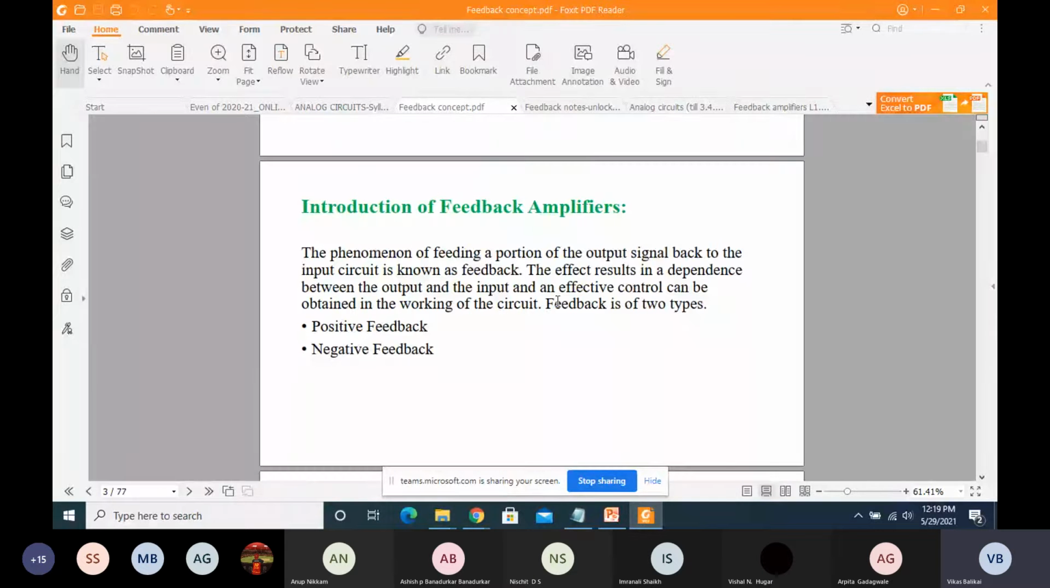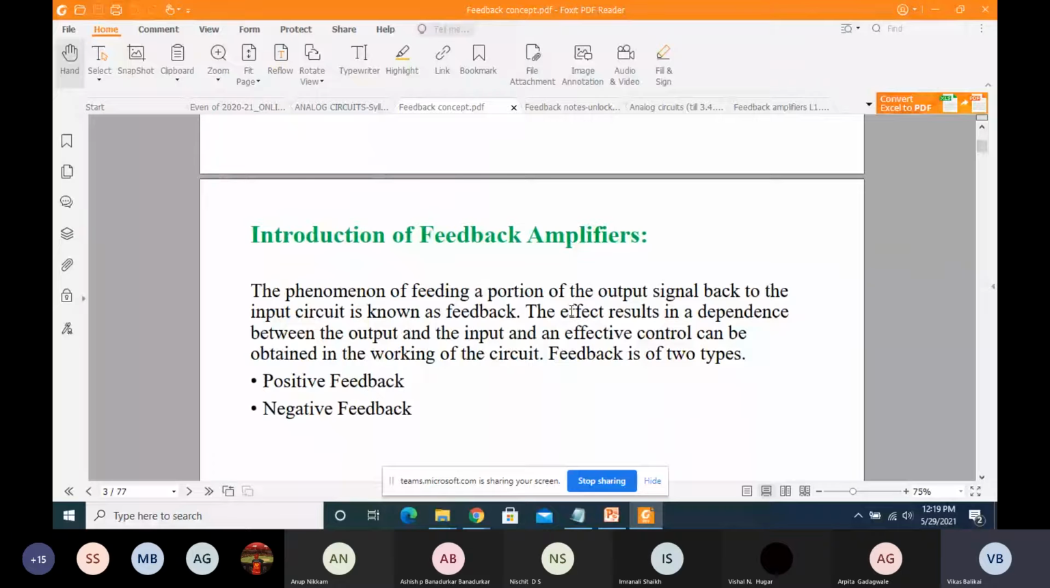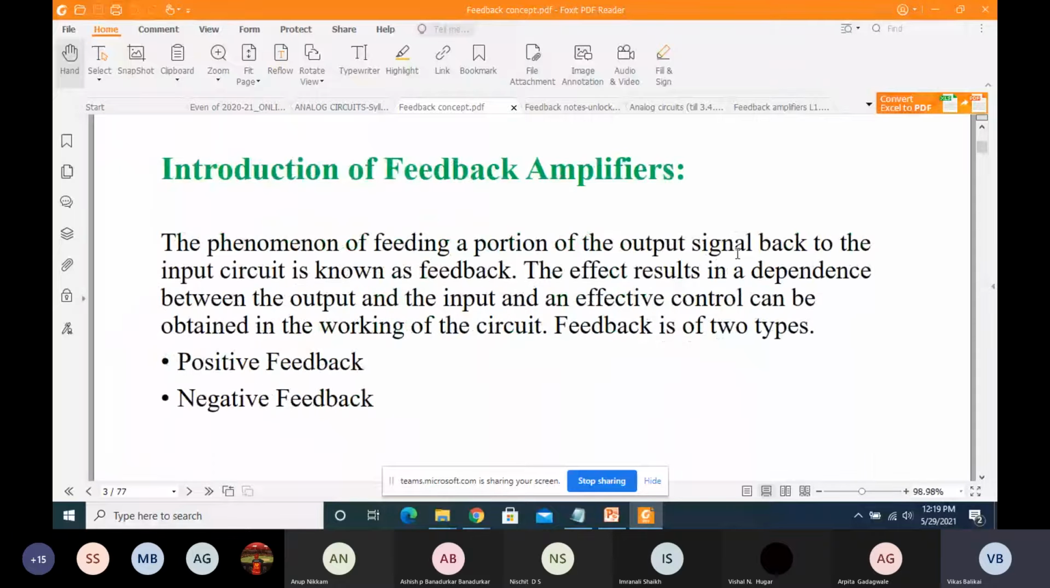Okay, let me give you some introduction about the feedback amplifiers. The phenomenon of feeding a portion of the output signal back to the input circuit is known as feedback, and the effect results in dependency between the output and the input, and an effective control can be obtained in the working of the circuit. As we have already seen, feedback can ensure better controllability in terms of gain, input resistance, output resistance, bandwidth, and all other aspects. That's what he's talking about here.